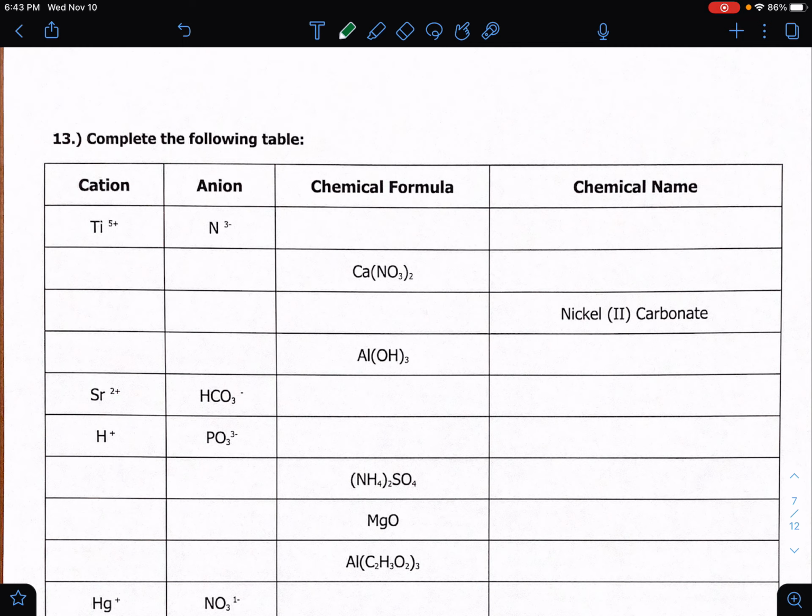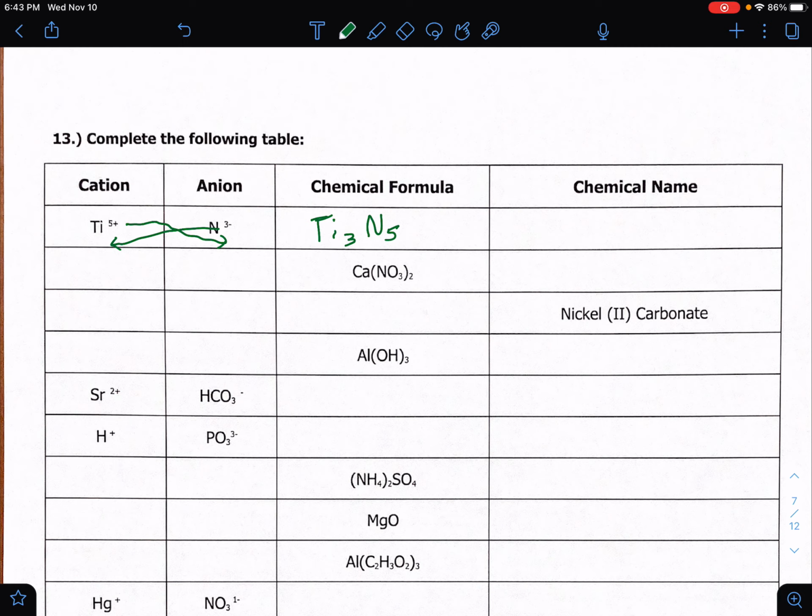Okay, so I have a cation and an anion. I'm going to see, is it balanced in this first one? I'm going to say no. So you're going to do the crisscross. I can take this 5 to the nitrogen and take the 3 to the titanium. So this would be titanium 3, so Ti3, and then N's going to have 5. So that would be my balanced formula.